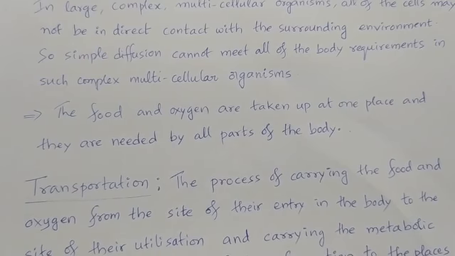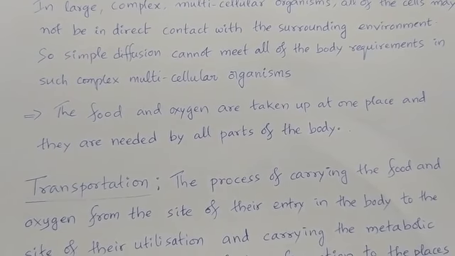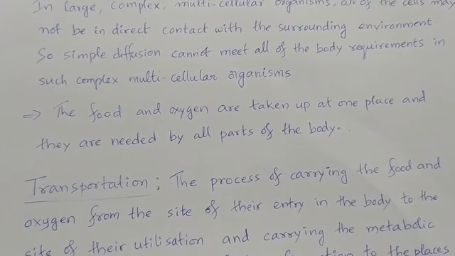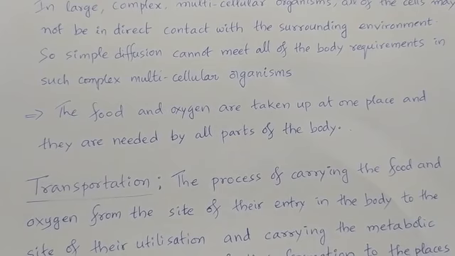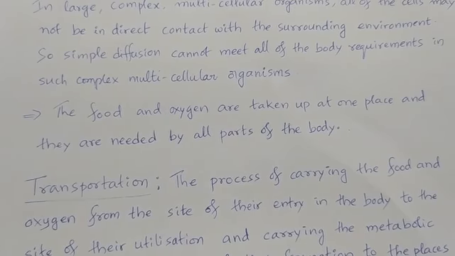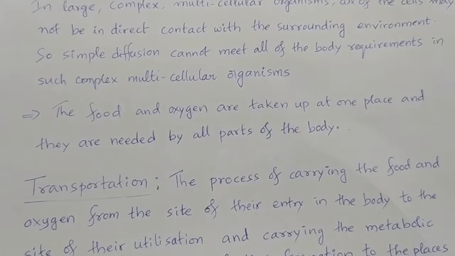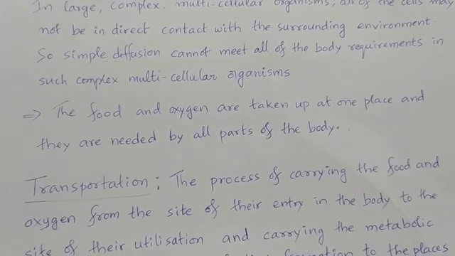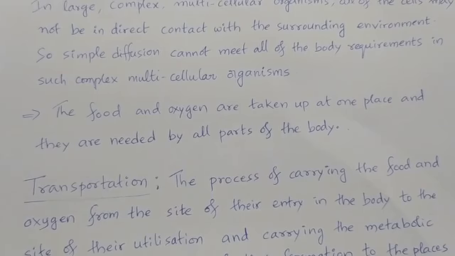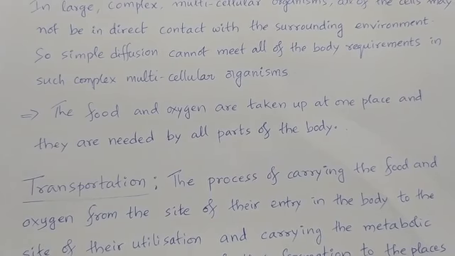And this discarding process of the waste byproducts is carried out by some specific tissue, excretory tissue. So these waste byproducts have to be carried from all of the cells to excretory tissue. So carrying of food and oxygen from the site of their entry to the site of utilization, and carrying of metabolic waste byproducts from all cells to excretory tissue is done by a specific system called transportation system, and the process is known as transportation.